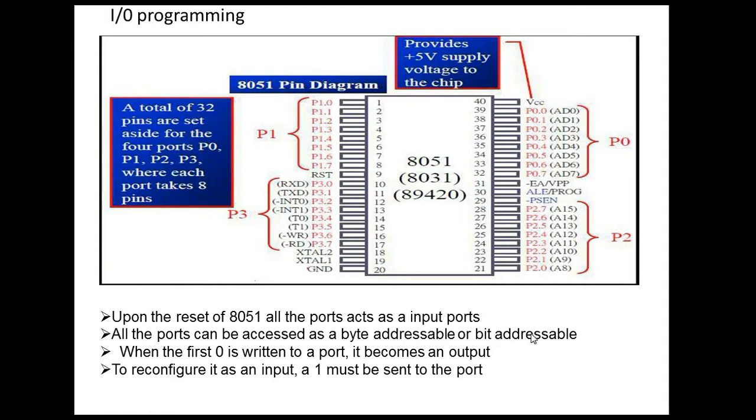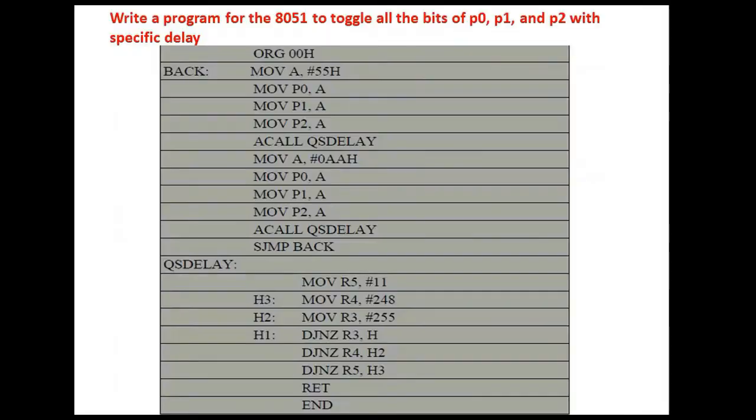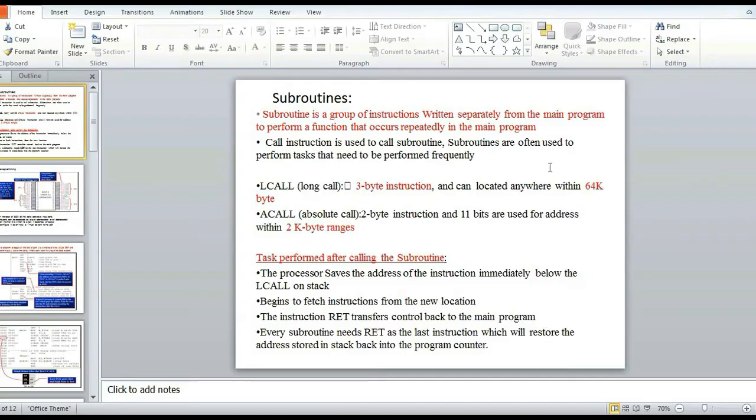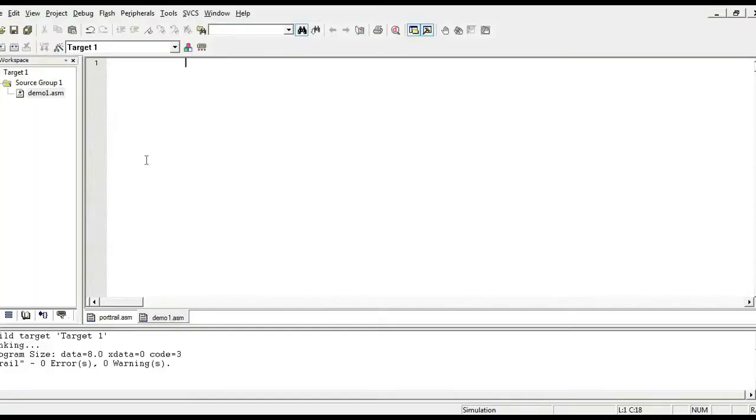Now we'll see how to program the IO ports, that is, how to make use of P0, P1, P2, P3 when we interface devices. So first we will send 55H to the port.